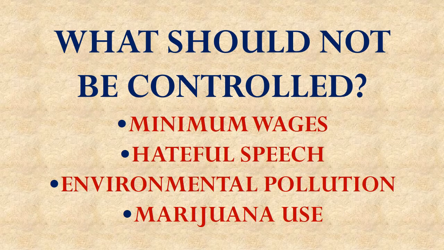Then if they're controlling all those things, then what do modern liberals not want controlled? Do they not want minimum wages? Do they not want hateful speech controlled? Do they not want environmental pollution controlled? Or do they not want marijuana use controlled? Well, the right answer, as I mentioned a few moments ago during the lesson, is that they're okay with people being free to choose for themselves whether to smoke pot. But they, in fact, want to tell businesses how much they can pay their workers. They want to tell people what words they're not allowed to say that some may find hurtful. They want to tell people what sort of pollution they can release into the environment. But you can put what drugs you want into your own body.